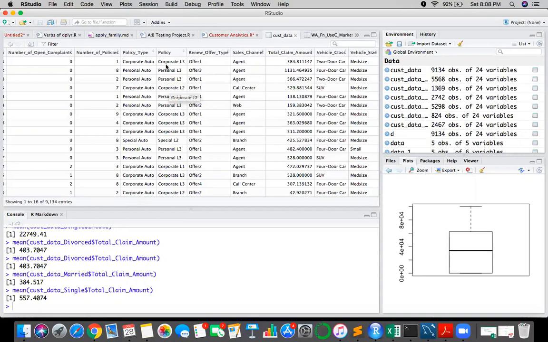So in a way we can draw a hypothesis that the policy having the maximum mean claim amount will be more expensive, because the flexibility of claiming the maximum will cost you more. So corporate looks like it is expensive. Then you have personal and special. So there are three categories, if I'm not wrong. Let's check how many categories we have.